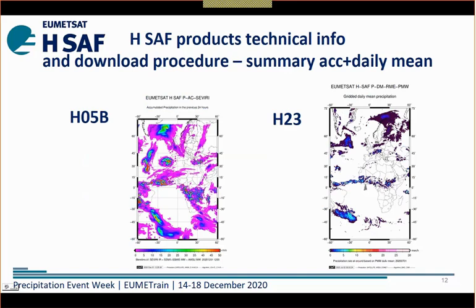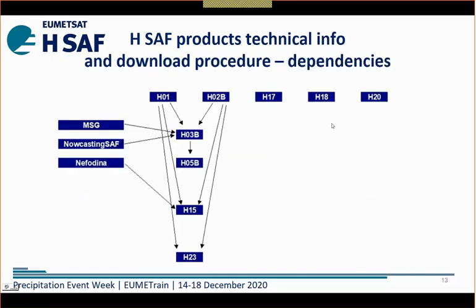And now I think it's useful to have some picture of the dependencies of the products one from each other. On the top you have the low Earth orbit satellites products 1 to B, 17, 18, and 20. On the left side we have the products related to the Meteosat information, which means infrared channel, the products from nowcasting SAF, which are the cloud type and the cloud height, and Nephodina, which is a product where you can find the location of convection cells.